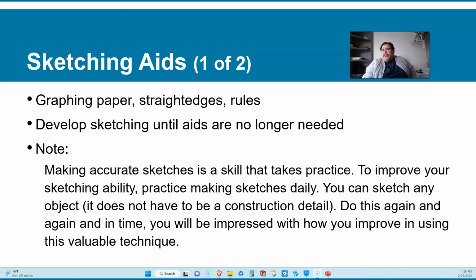Having a Moleskine book with you with graph paper in it, or a composition book with graph paper, and being able to make sketches of views that you might see sitting around campus, for example. You can sketch any object. It does not have to be a construction detail. Do this again and again, and in time you'll be impressed with how you improve using this valuable technique. So developed sketching unit aids are no longer needed.